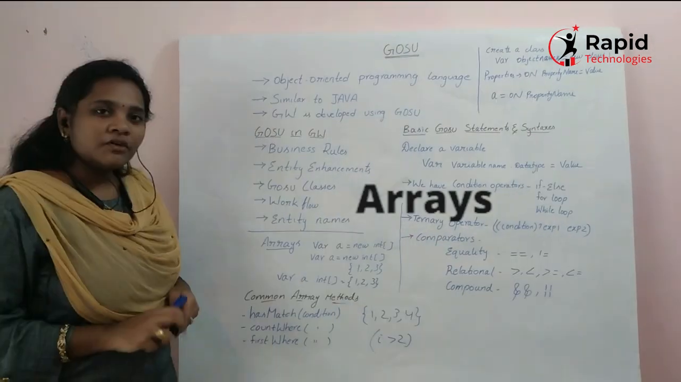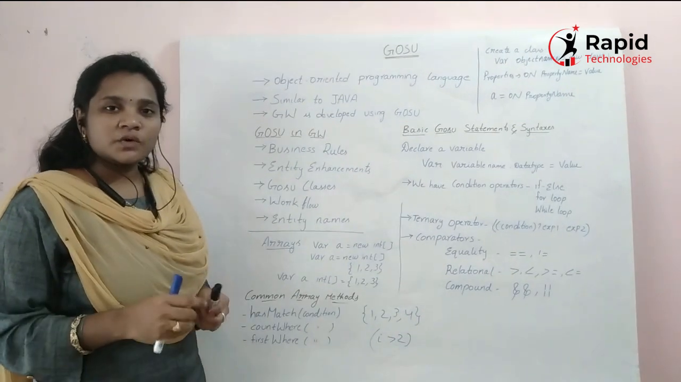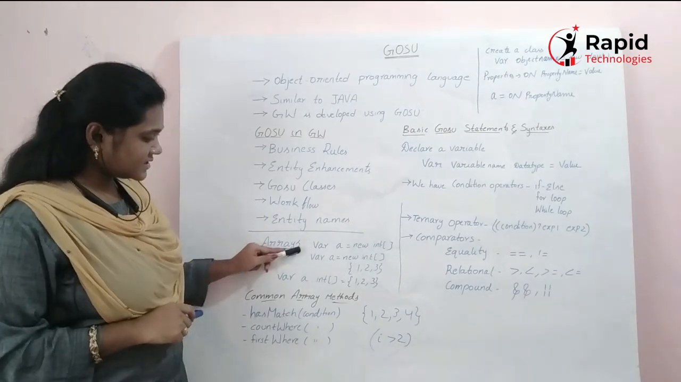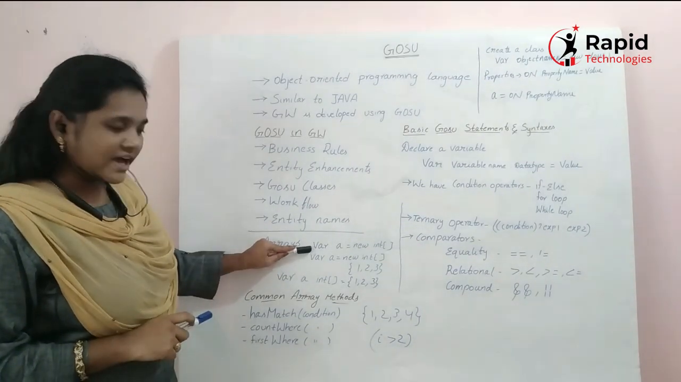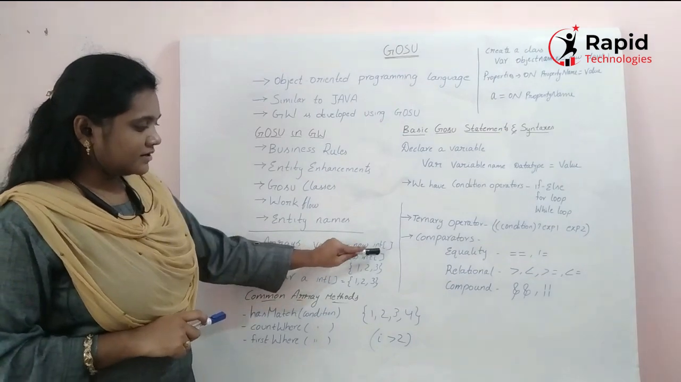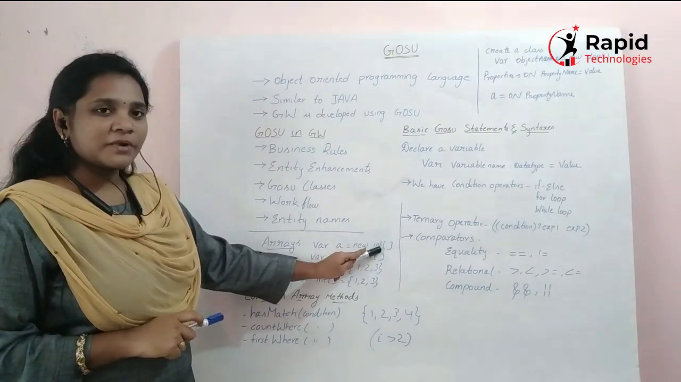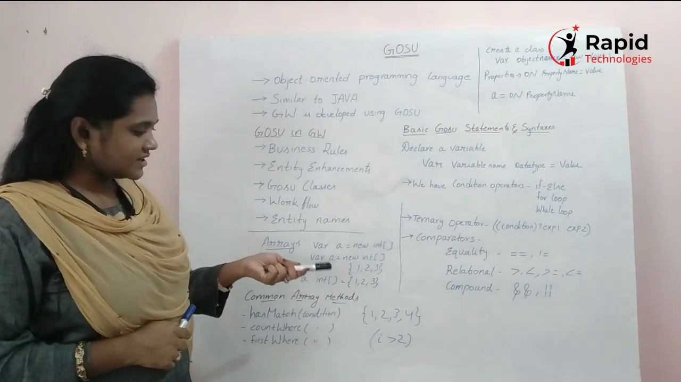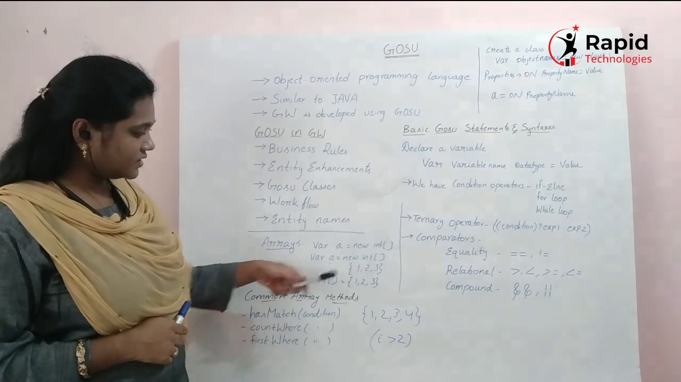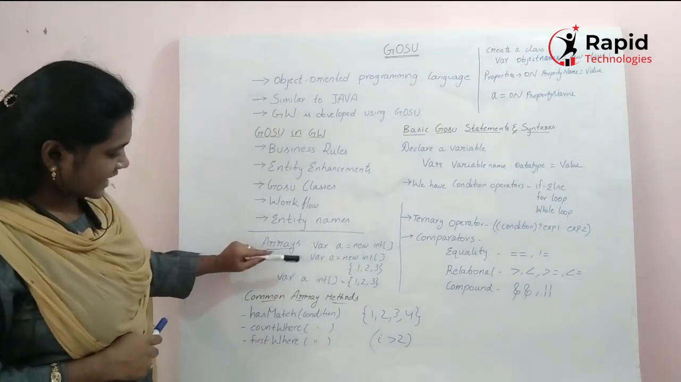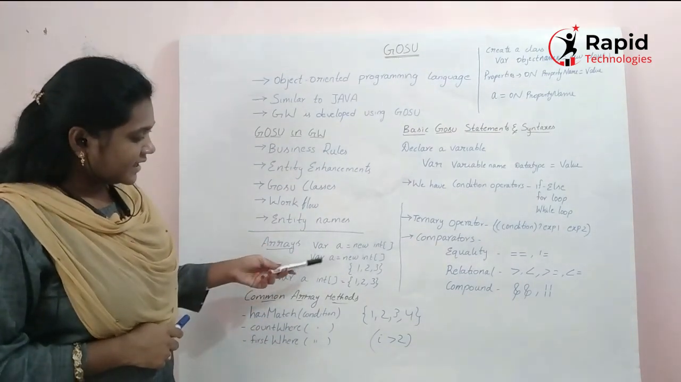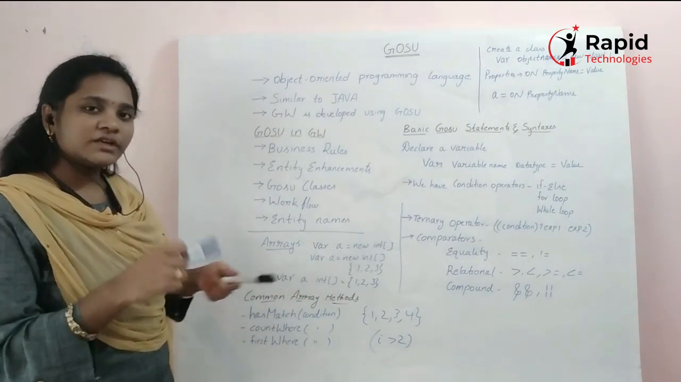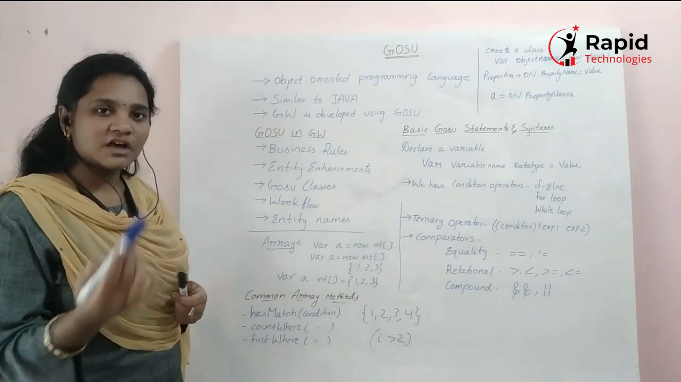Now coming to arrays. We all know that an array is nothing but storing a list of similar type of values in a single variable. The syntax to declare an array is var, variable name equal to new data type square brackets. The square brackets define that it is an array. Here var is the keyword for declaring a variable, new is the keyword, and a is the variable name. These are other ways to declare a variable: we can give the values while declaring it, or we can give the initial values after declaring it.